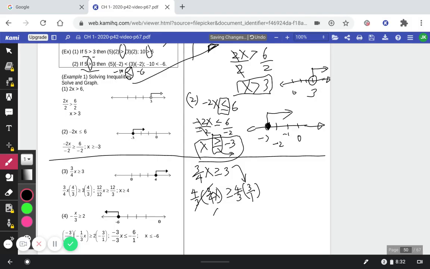So x is greater than 12/3. Okay. So what is 12/3? 12/3 is 4. So it's the same as x is greater than 4. So how do you graph this, x is greater than 4? Well, you have to make a number line first. Here is 0. And then you have 1, 2, 3, 4. Identify the critical point 4.